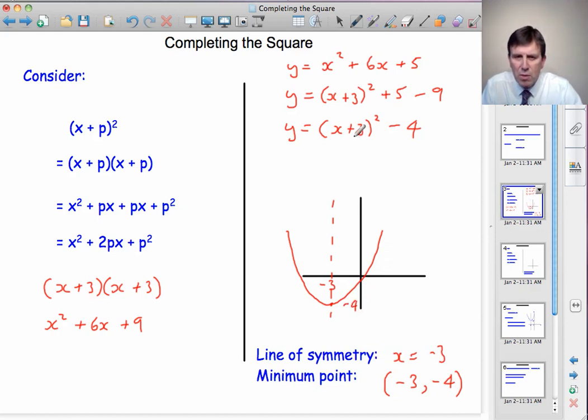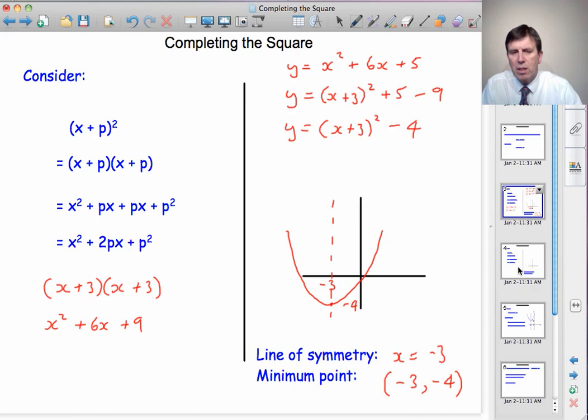So notice that we've got a sign change there. It's not the same sign as that plus 3 because it's the value of x that makes the bracket 0. But the y coordinate is actually given by this number here. We don't change the sign of that one because when x is minus 3, this bracket is 0, so the bracket squared is 0, and y is simply minus 4.